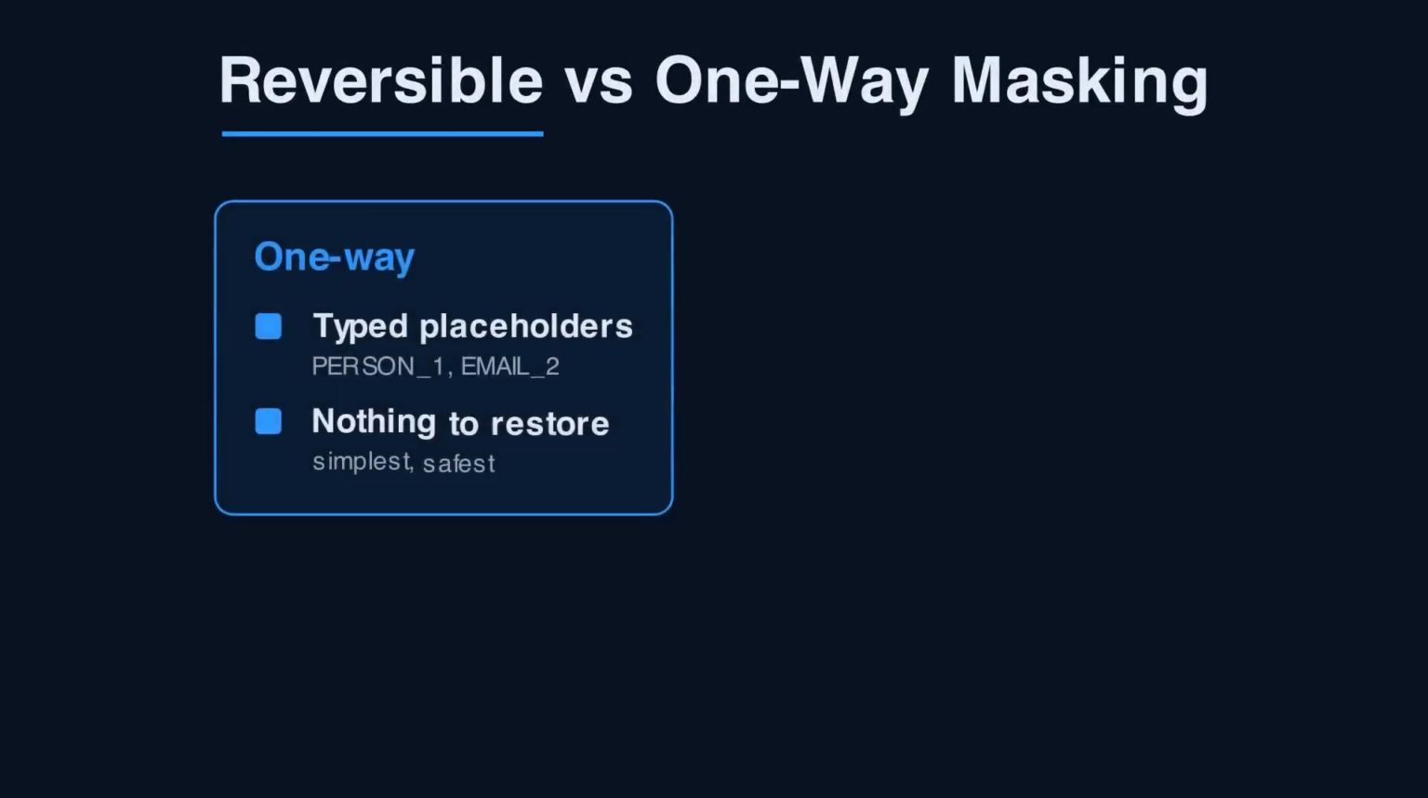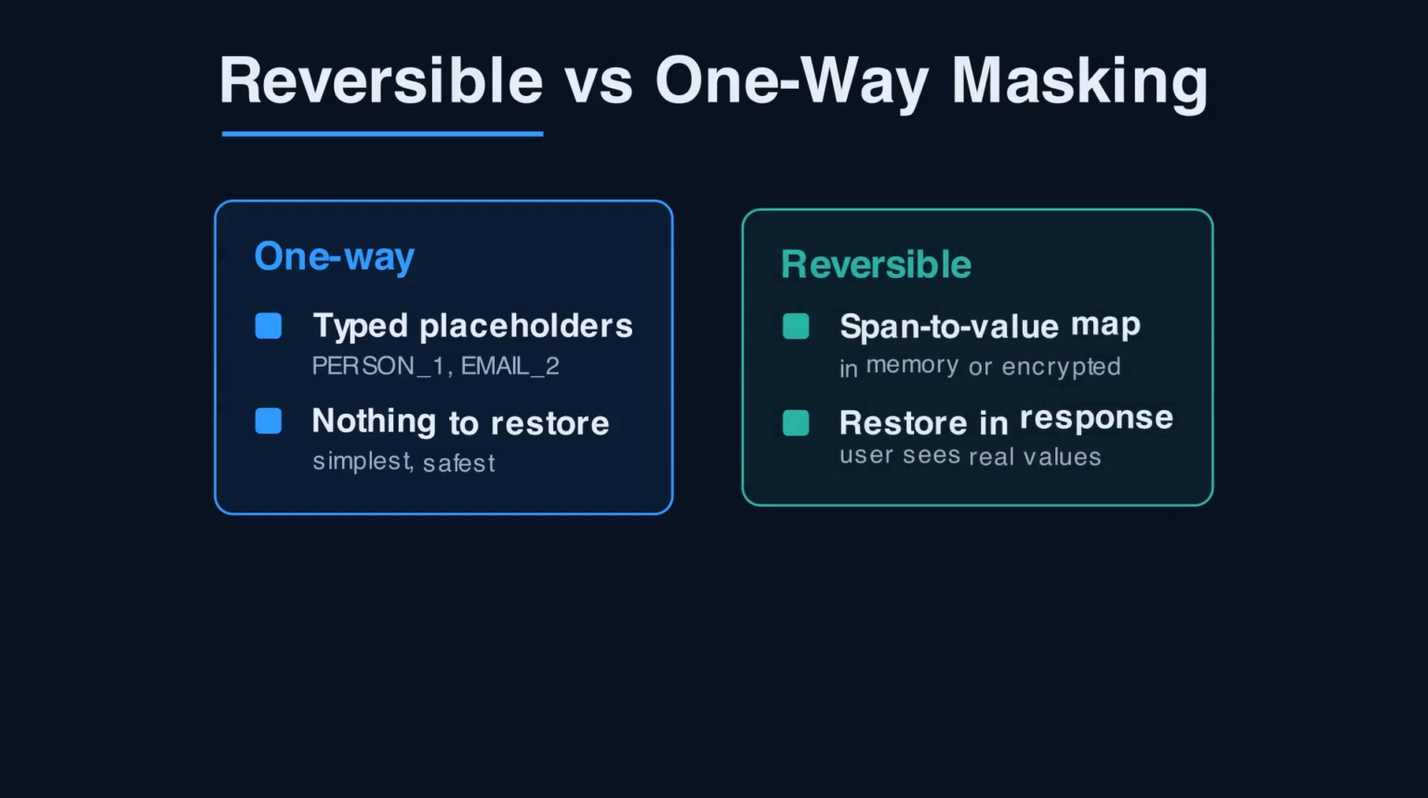This reversibility choice deserves its own beat because it changes your design. If you only need the model's reasoning and never echo back specifics, use one-way replacement. Swap each entity for a typed placeholder like person1. It's simpler and there's nothing to leak later. But if the model's output must contain the real email or order number, you need a mapping. Keep that map in memory for the request, or encrypt it, and never persist placeholders next to their real values in logs. Whatever you choose, log the masked text only and store any keys in Azure Key Vault.